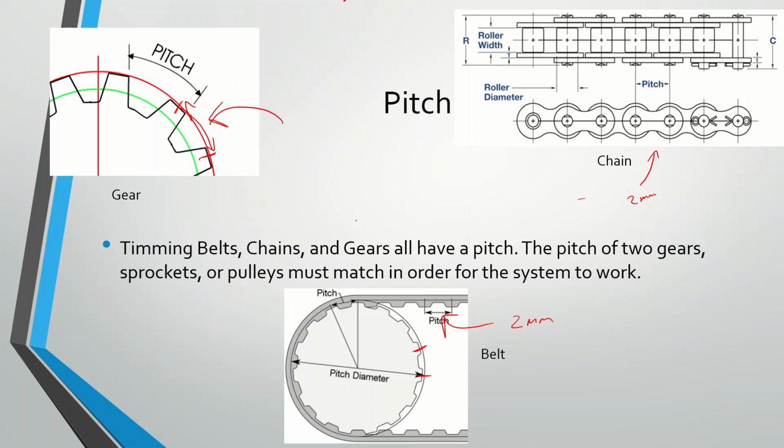Whenever you are getting gears or belts or chains, you must match up the pitch of the belt to the pitch of the pulley, pitch of a chain to pitch of a sprocket, or the pitch of two gears together. In the case of gears, you also have to have the right kind of gears, so you can't put a helical gear with a spur gear. This is an example of a spur gear we've seen on the last slide. Can't put a helical gear and a spur gear together.